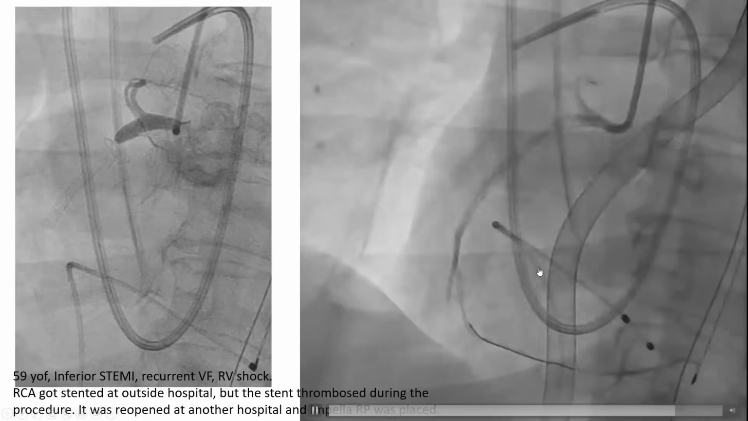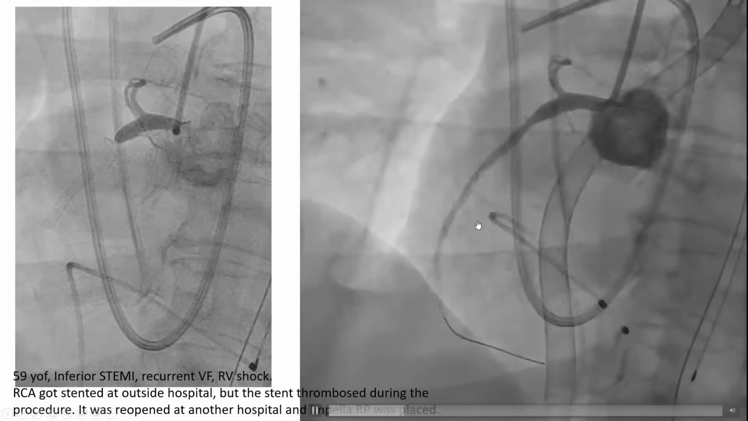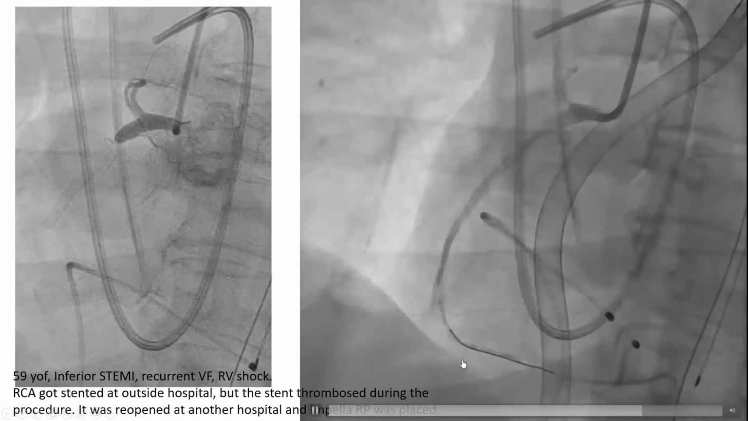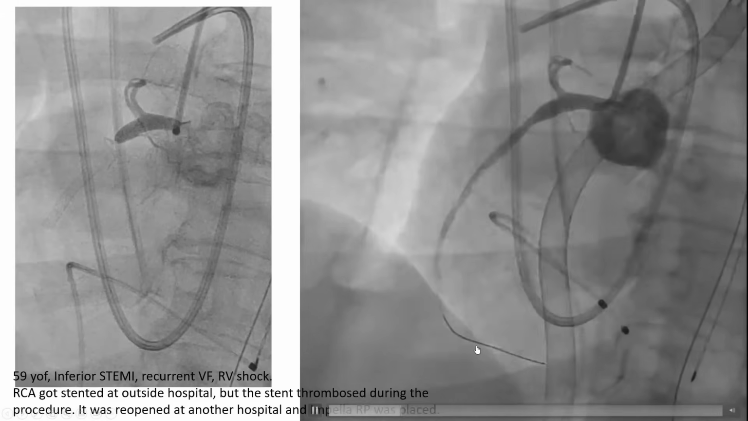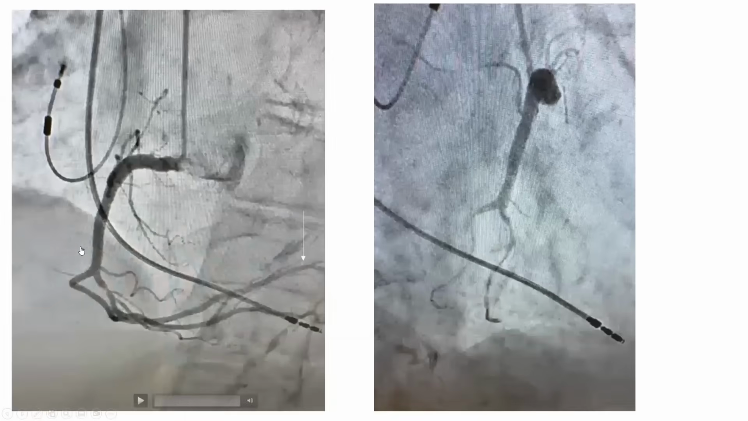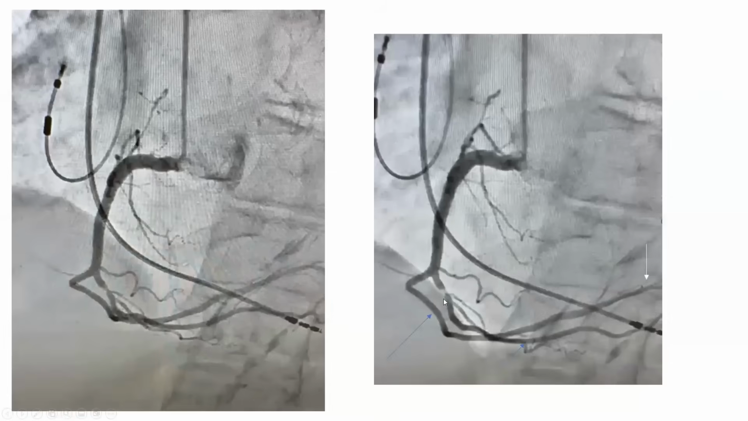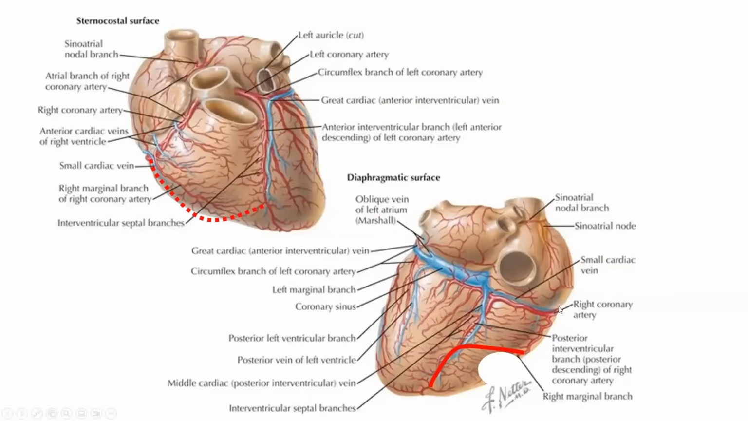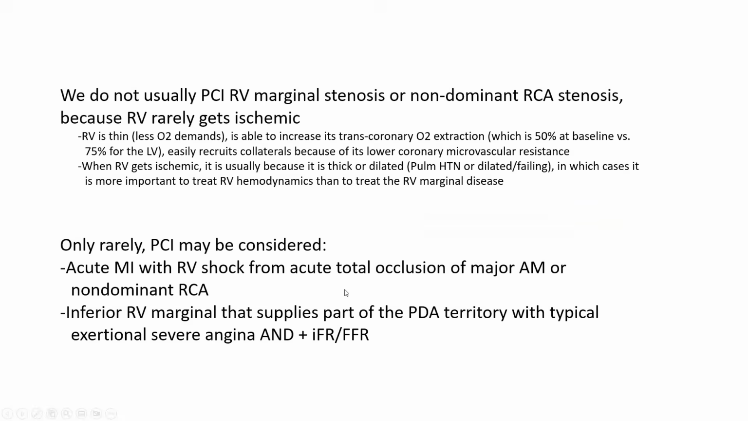Again, know those basic rules. This is an LAO view. The true RCA, if it is a dominant right, should have two bends. One bend here and one bend at the crux. Look again. One bend and another bend at the crux. Okay? Two bends. Or here you can see you bend here at the margin of the heart and you bend again at the crux of the heart, intersection of AV groove and inferior septum.